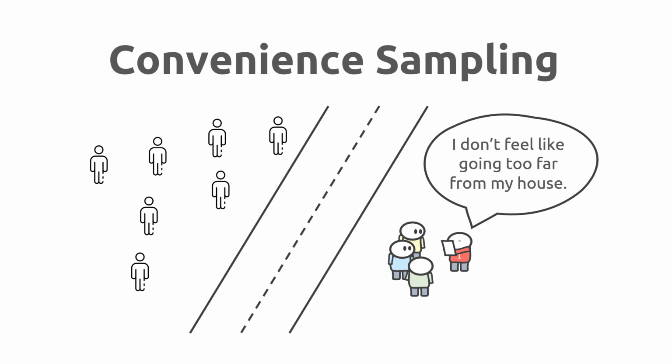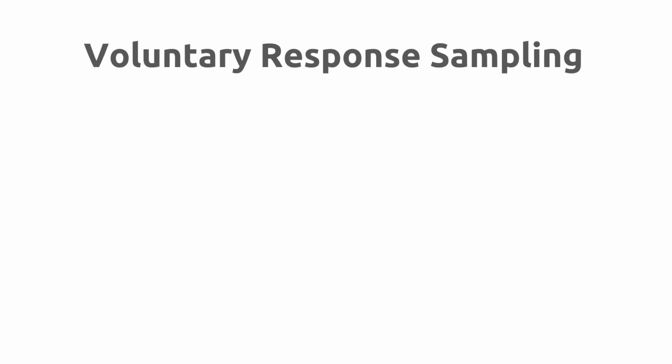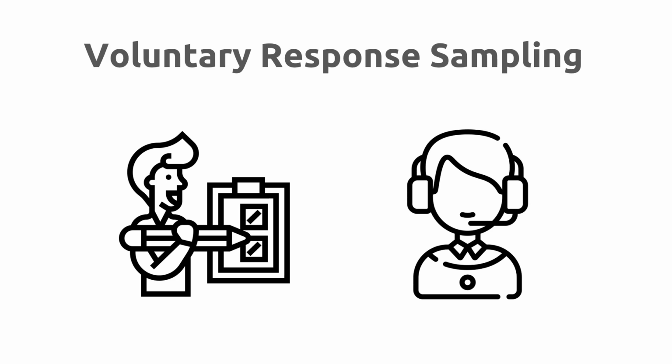You probably have been seeing another type of sampling really often nowadays, which is called voluntary response sampling. As its name suggests, people can choose whether to be included in the sample. A good example is that people call you and ask you to do a survey. And of course, you have the option to participate or not to participate in the survey.